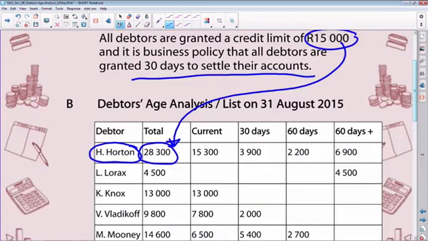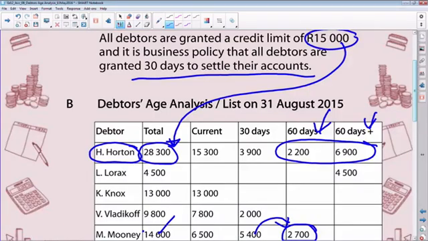Clear? What else? It's business policy that debtors are granted 30 days to settle their accounts. Look at Horton. What can you see? Immediately, you find that there are amounts more than 30 days that are outstanding. There's an amount for 60 days and there's an amount for 60 days plus. So obviously, with regards to Horton, you can see that that is definitely a problem debtor. And yes, the credit controller is definitely not as effective as we would like him or her to be. What about Mooney? Yes, again, credit limit is fine, but look at the days. Immediately you can see already there's a problem there because that's moving on to 60 days.